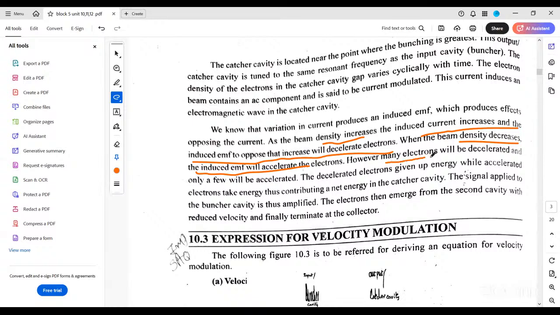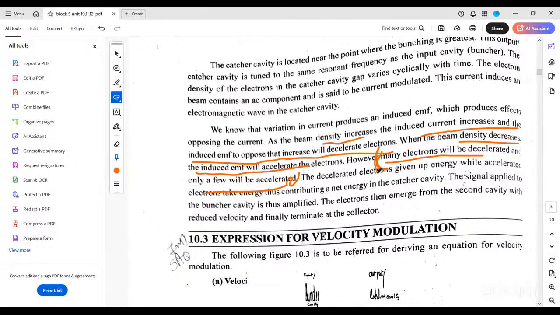However, many electrons will be deaccelerated and only a few are accelerating. Where will this take place? This is after the buncher cavity, because more electrons are deaccelerating and very few are accelerating. This will take place here.